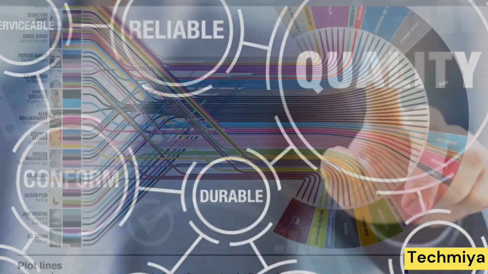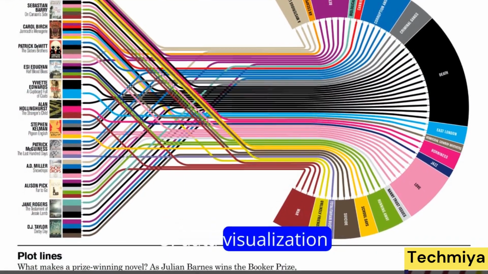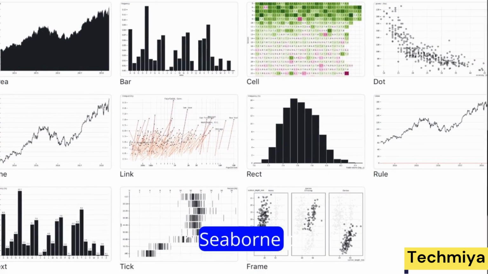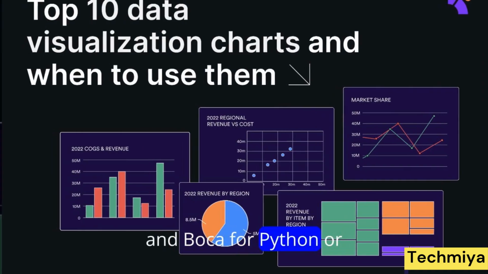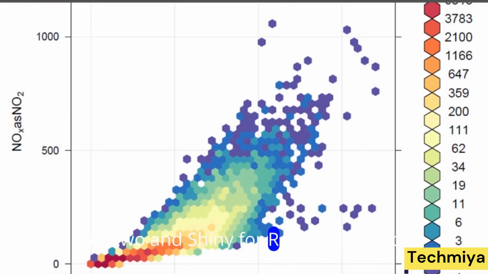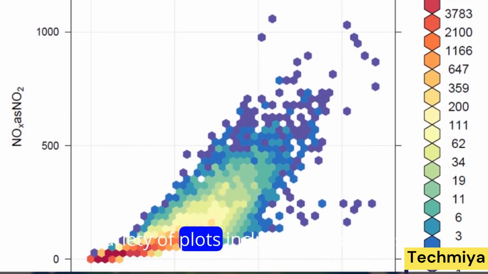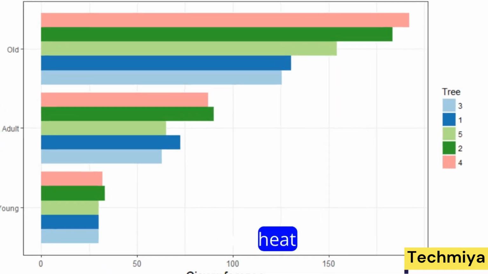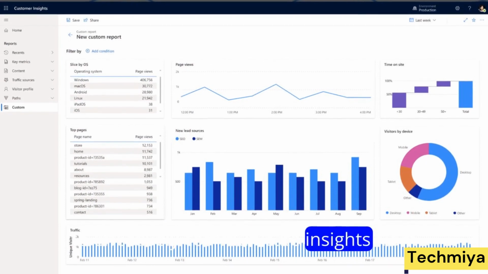5. Data visualization. Explore data visualization libraries such as Matplotlib, Seaborn, Plotly, and Bokeh for Python, or ggplot2 and Shiny for R. Learn to create a variety of plots, including histograms, scatter plots, line charts, bar plots, and heat maps, to effectively communicate insights from data.